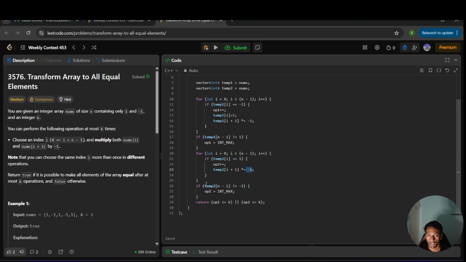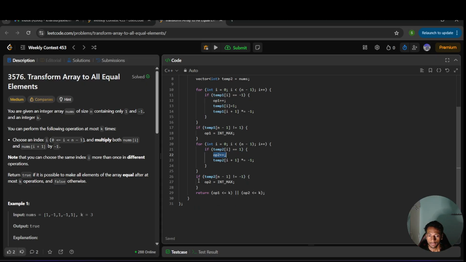Okay. And after this for loop, I have ensured that from 0 to n minus 2, all the numbers are equal to the target. And I've also counted how many operations are needed. Correct? Then I have to check whether the last index is equal to the target or not. If it is not equal to the target, that means I can't do any operation or any way to make all the numbers equal. So temp2 of index n minus 1 is not equal to minus 1. That means I can't do anything. So I will mark the number of operations needed for this target as infinity.